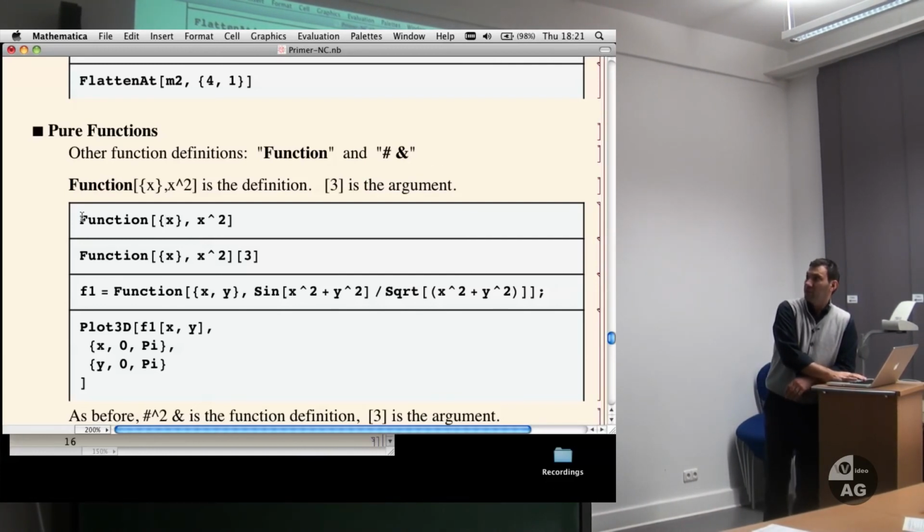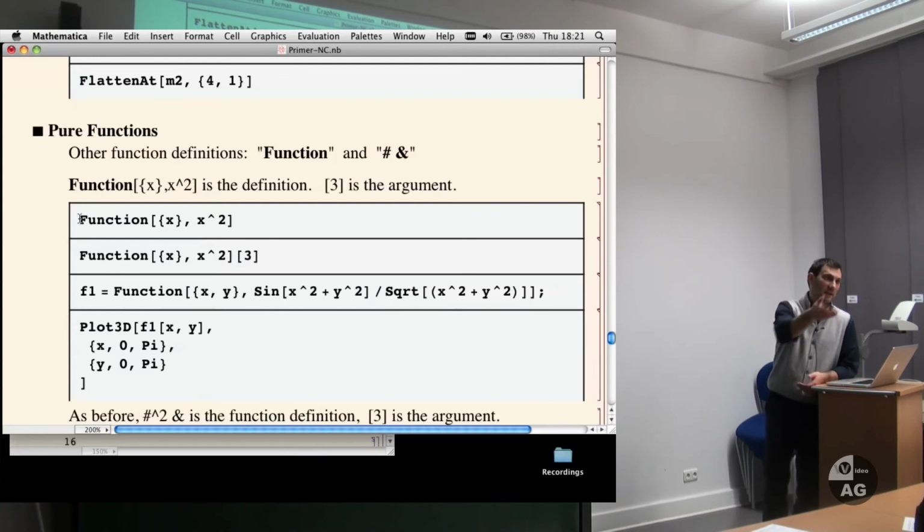This is a pure function. It doesn't have any name. It takes an x, an argument x, and it spits out the argument square. The function doesn't have any name, okay? So the only way to use it is to pass an argument right away.